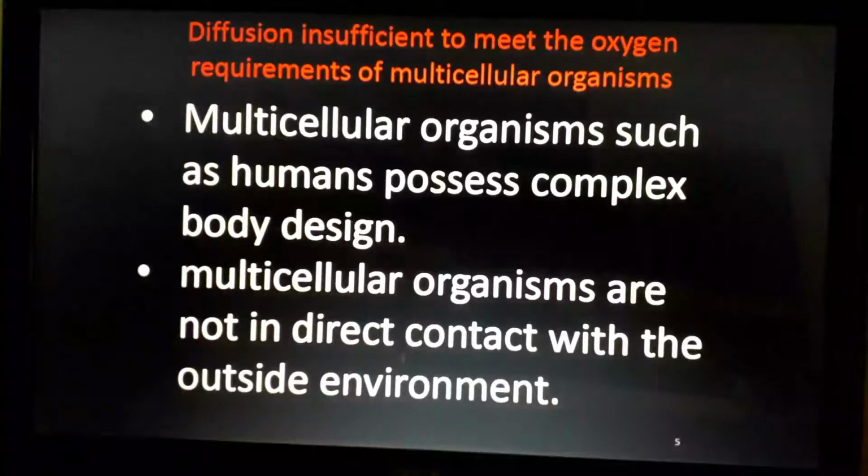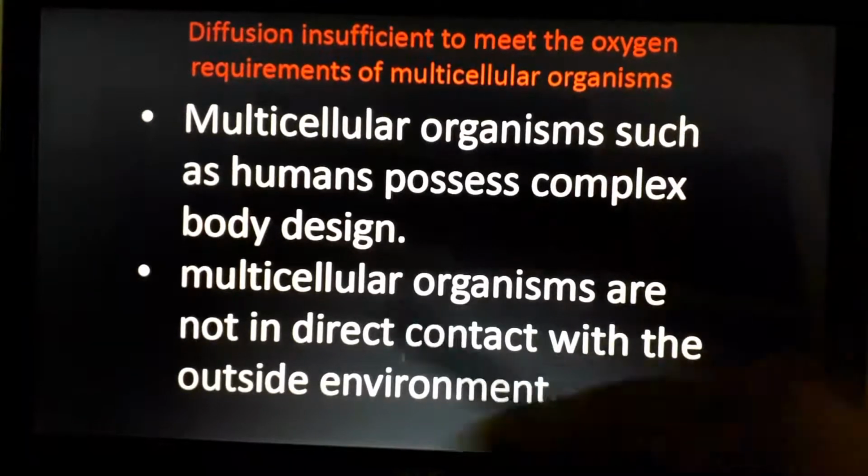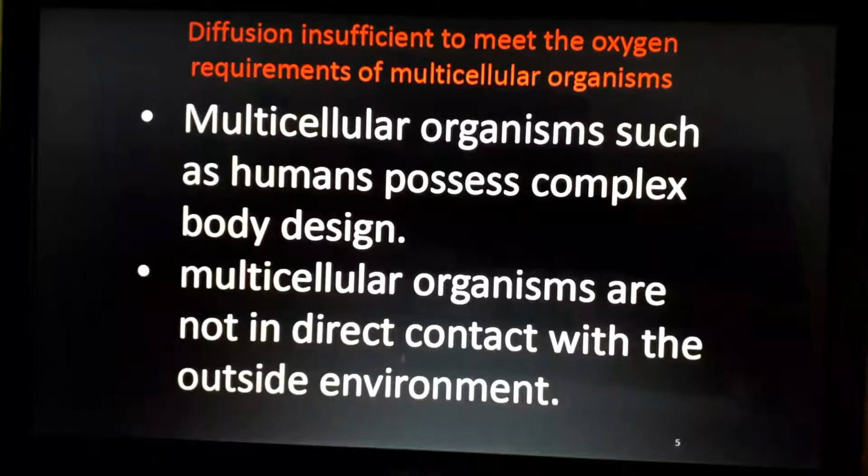How many types of organs are there in our body? Lots. Each and every organ has its own duty. So there are millions and billions of neurons, bone cells, muscle cells, blood cells, brain cells, isn't it? So it is a complex body design. Multicellular organisms are not in direct contact with the outside environment. Each of our internal organs is not directly in contact with this environment.